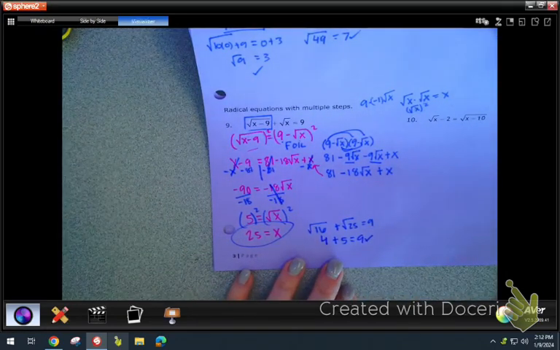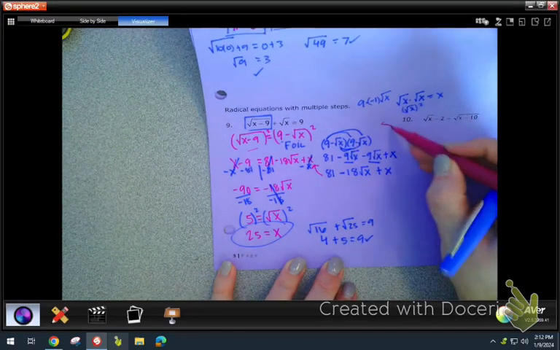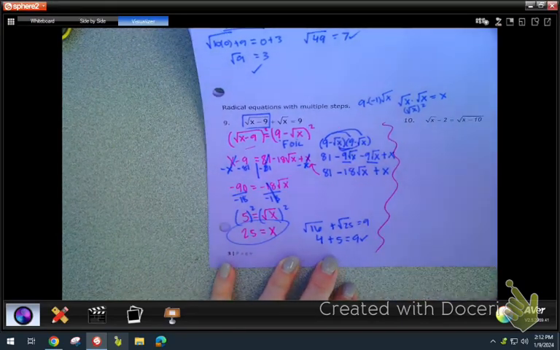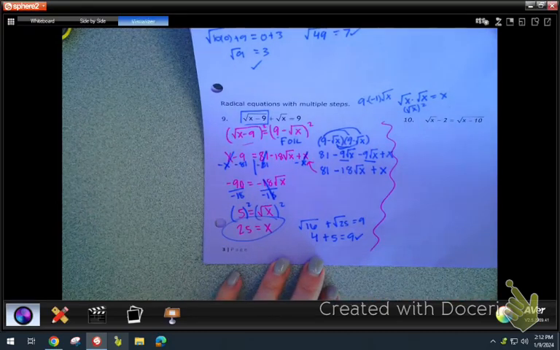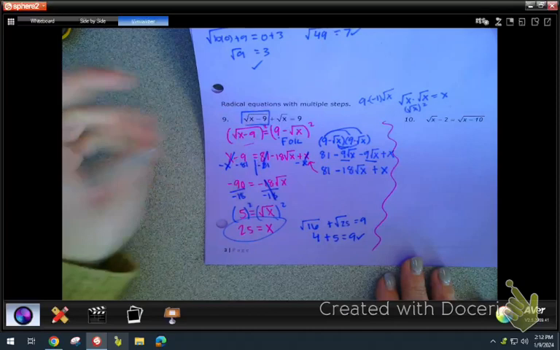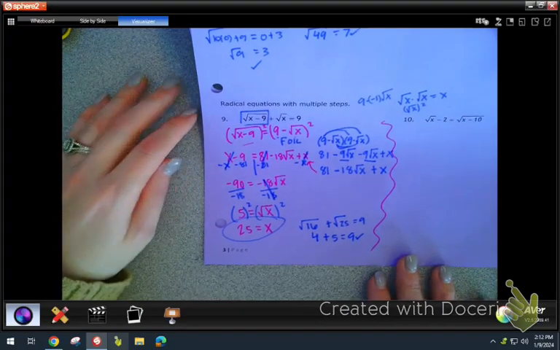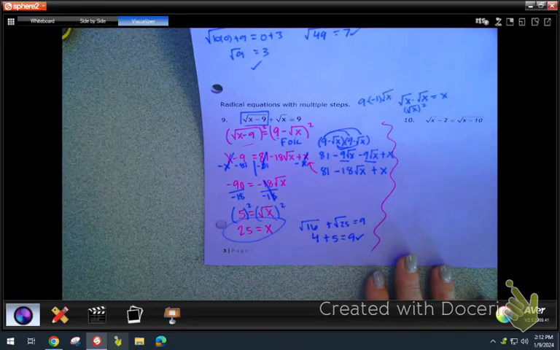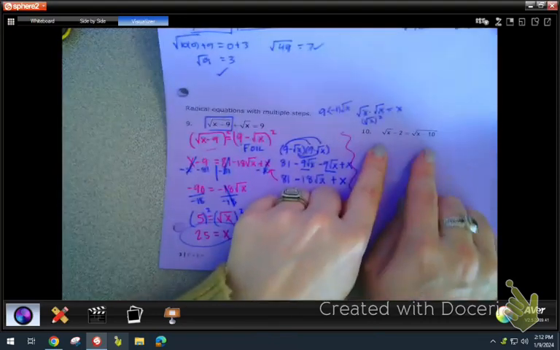No. Okay. All right, I want you to try number 10. How to do it? I just went back to the original problem. I just plugged in. I always check the original problem, typically. Okay, this one, number 10. I want y'all to try this, okay?